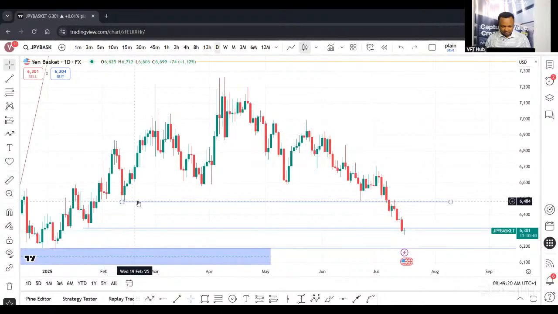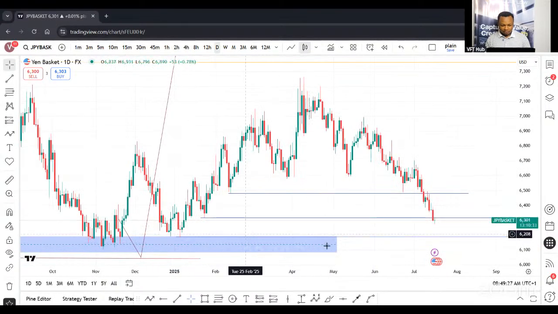Price is taking out this level as at last week. I told you that the next level that price will take out is this level here, and after taking out this one, the next one will be this one below here. So you can see that it has taken out this level already.